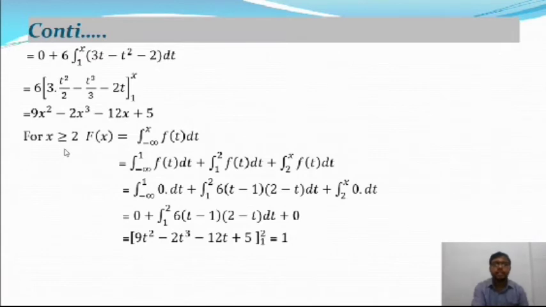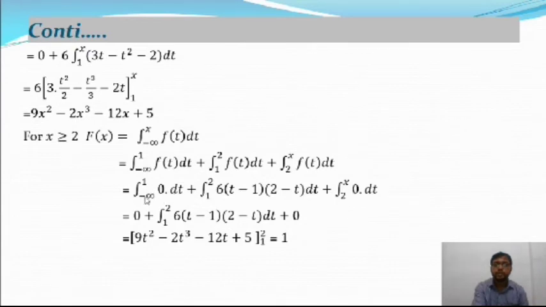And for x greater than or equal to 2, the value will be the integral from minus infinity to x of f(t) dt. In that case, the integration will be divided into three parts. The first part is minus infinity to 1 of f(t) dt, the second part is 1 to 2 of f(t) dt, and the third part is 2 to x of f(t) dt. In the interval minus infinity to 1, the density function gives 0. In the interval 1 to 2, the density function is 6 into (t minus 1) into (2 minus t) dt. And in the interval 2 to x, the probability density function gives 0.